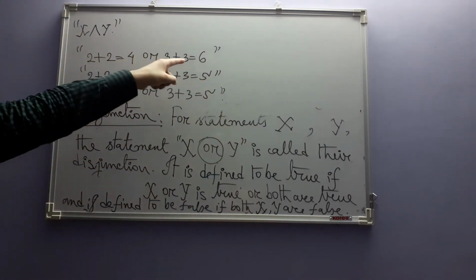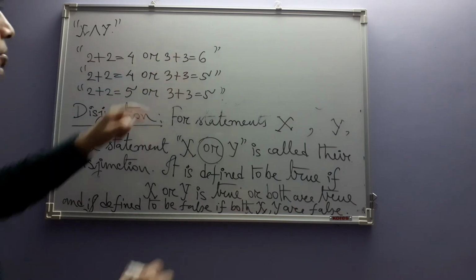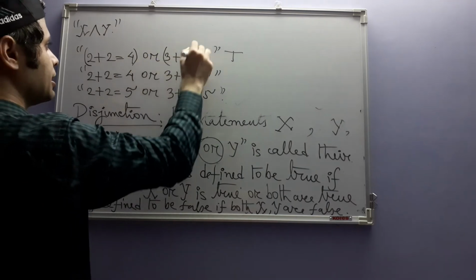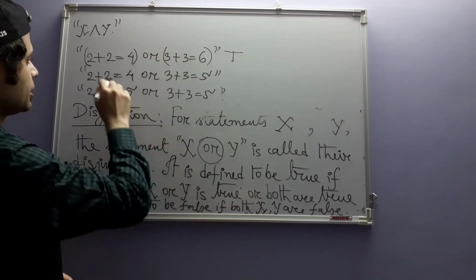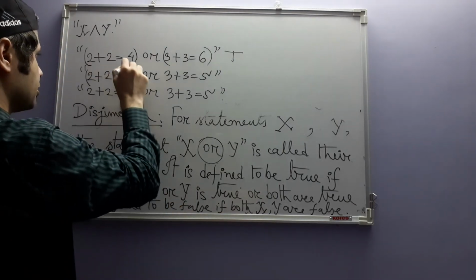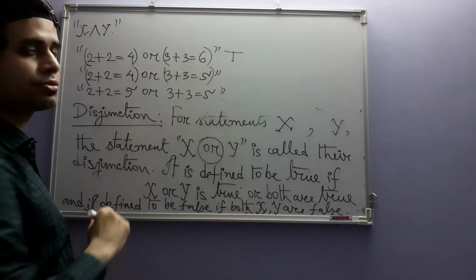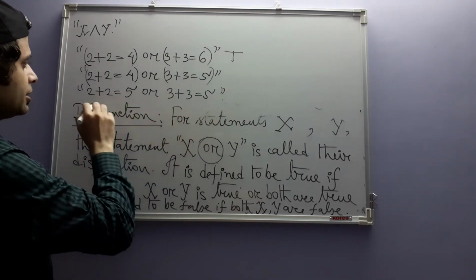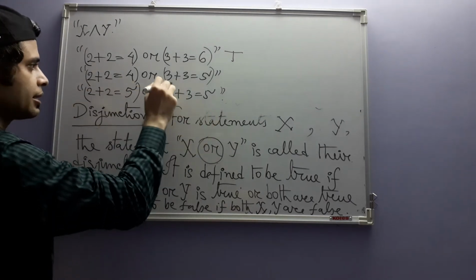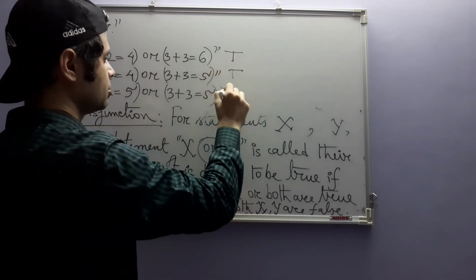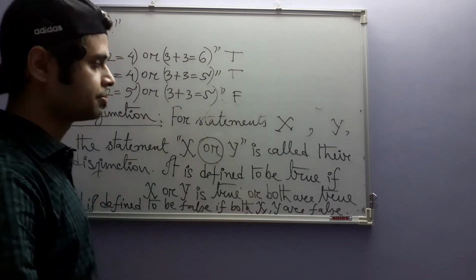So the first compound statement is true because both x and y are true. The second compound statement is also true because x is true although y is false. However, the third compound statement is false because both x and y are false. So this is true, this is false.